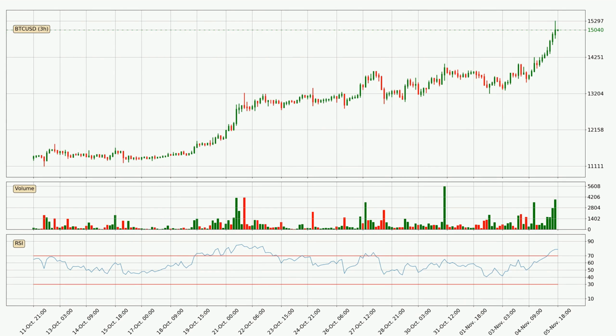Looking at the 3-hourly relative strength index, the current 3-hourly RSI of 79 is extremely high, which means that the price is very overbought and we can expect a comeback or for the price to remain on track for some time.